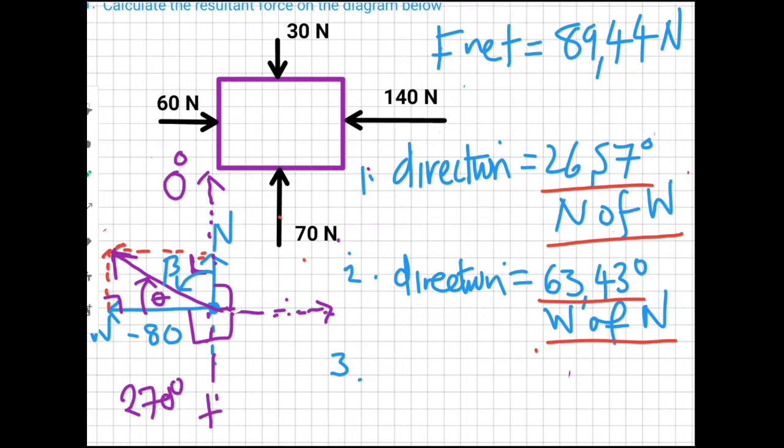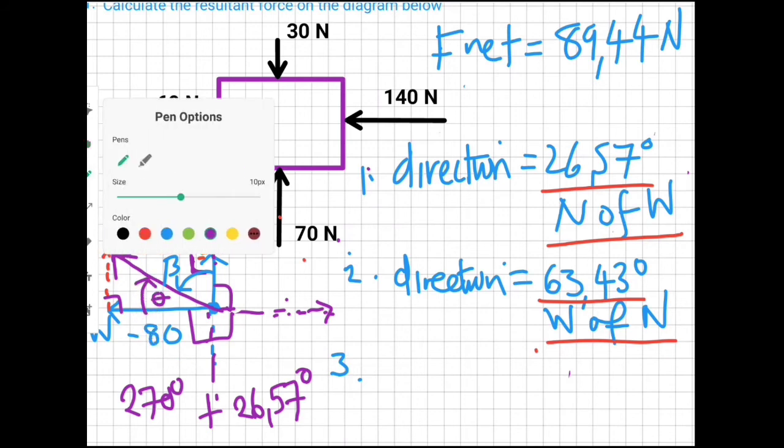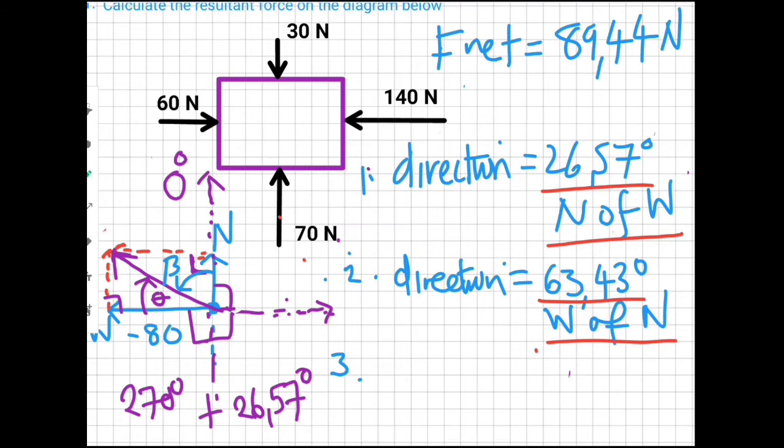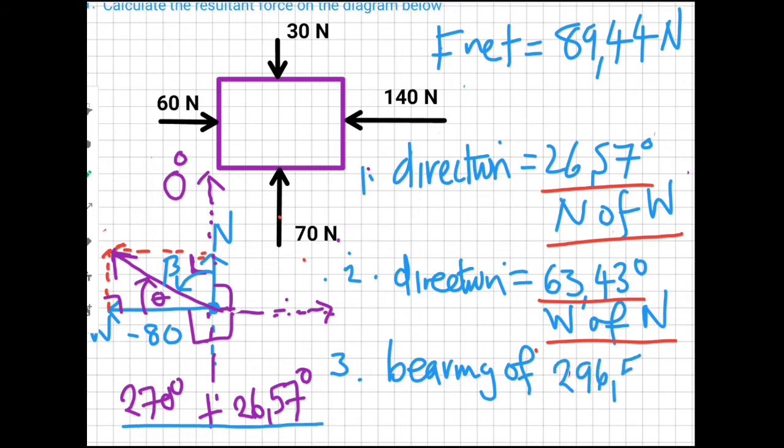So it's going to be 270 degrees plus the 26,57, because we've already said theta is 26,57. So you could also say a bearing of 270 plus the 26,57 becomes 296,57 degrees.